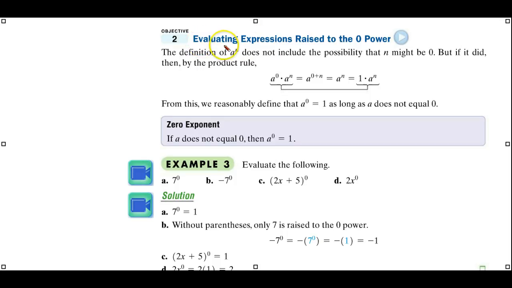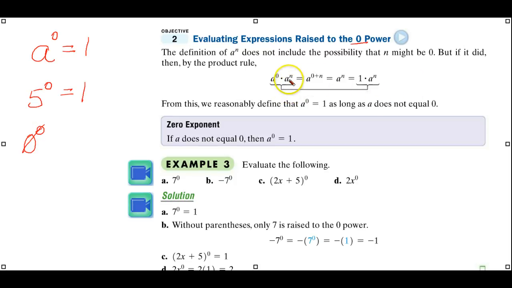Now in objective 2, we're going to evaluate expressions raised to the 0 power. Well, examples of this would be a to the 0 power, 5 to the 0 power, and by definition, and I'll show you this a little later, what is any base to the 0 power? And the answer is it's a 1. Anything, any base to the 0 power is 1. Now, of course, the exception is 0 to the 0 power is not 1. In fact, I don't know if we define that or not.